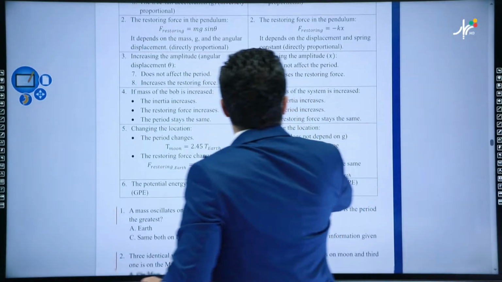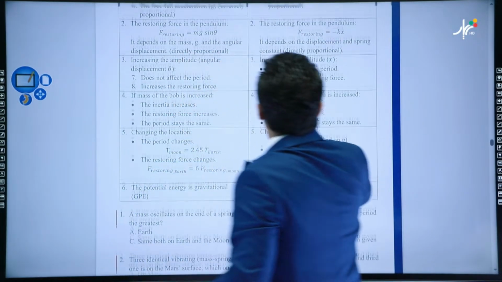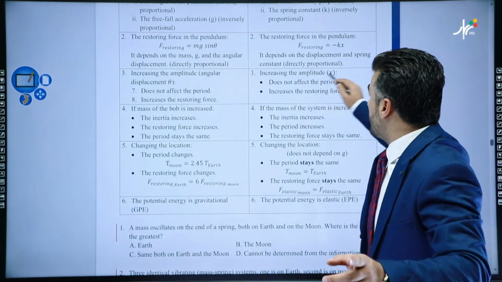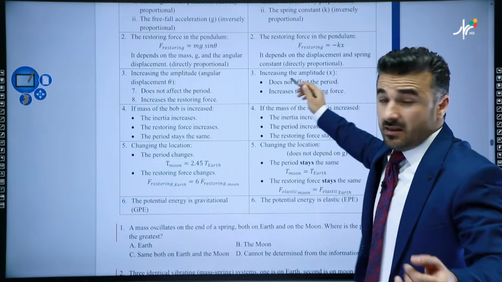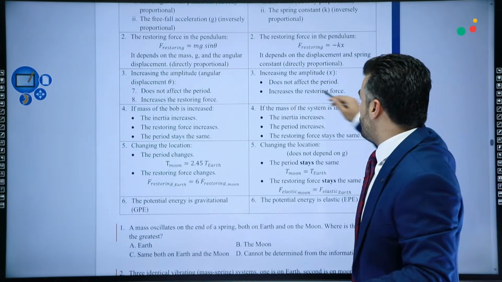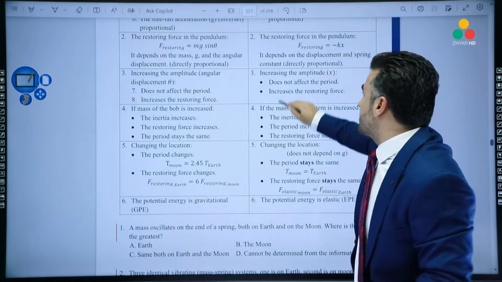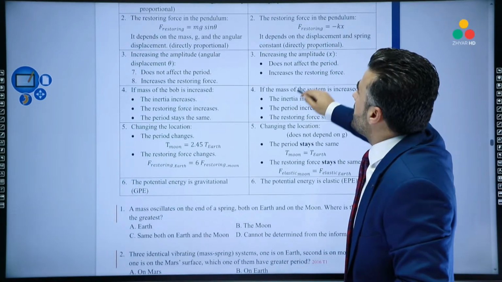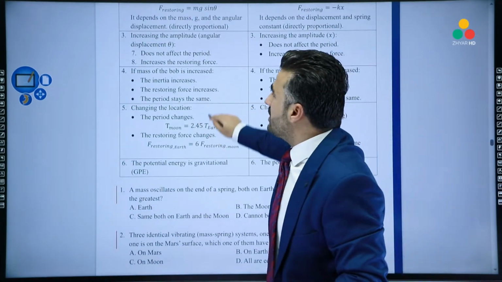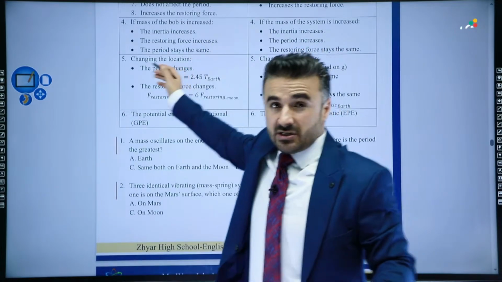Okay. I think I switched it up. Remember, if we increase the amplitude x, of course the restoring force will increase, because restoring force is equal to negative kx. Forget gravitational or mg here. Okay. Now, what about if the mass of the bob of a pendulum increased?